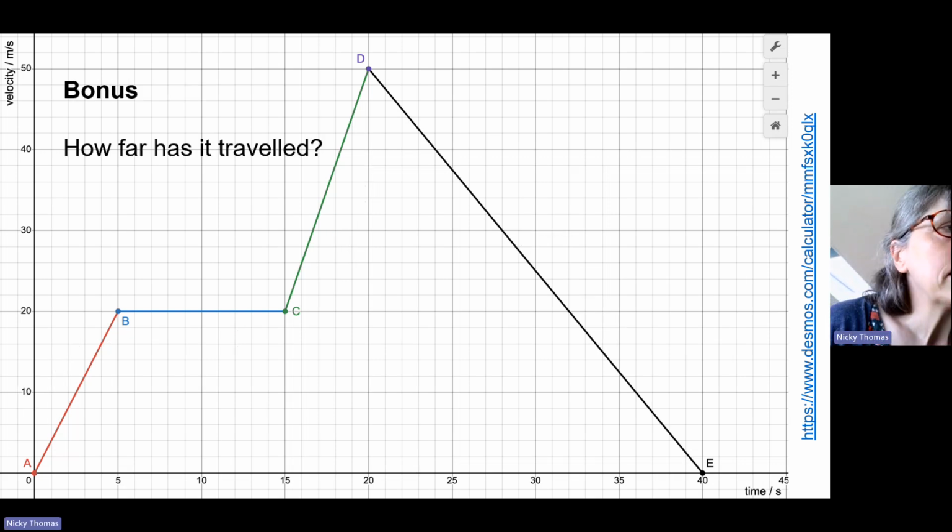The bonus: how far has it traveled? Now, a lot of students can tell me that the distance traveled is the area under a graph. It can be tricky to work it out. And I should say, I haven't ever seen an exam question ask you to calculate the whole area under a slightly complicated graph. It'll be quite a simple one.